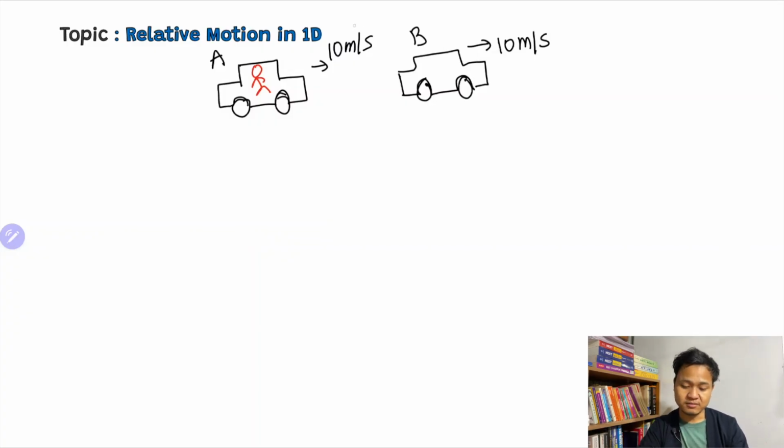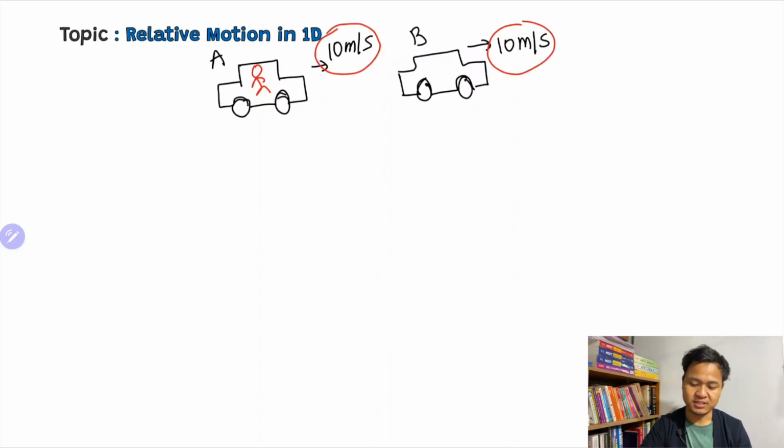So here A is 10 meter per second, and B is also 10 meter per second. Your speeds are the same. So that means here you will observe that B is not moving. Not moving closer to you, not moving further away from you. Your speeds are the same. So with respect to you, B will be at rest.